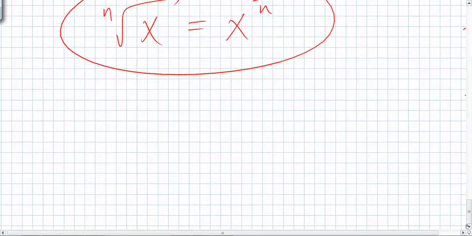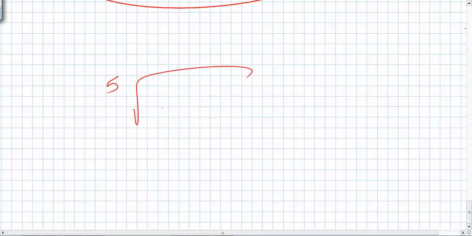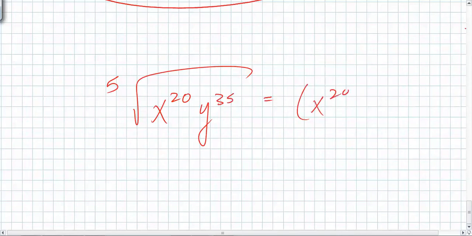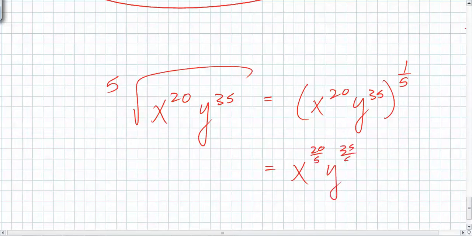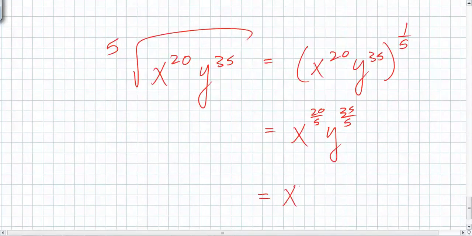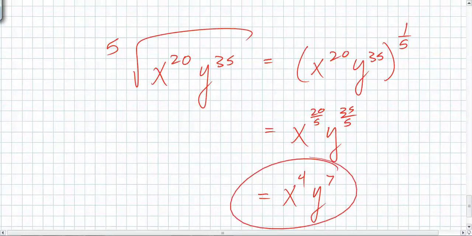So for example, let's say I said this, the 5th root of x to the 20th, y to the 35th. What does 5th root mean? 1/5 power. What do you do with powers of powers? What do you do with that 1/5 now? So you get x to the 20 over 5 times y to the 35 over 5. What's 20 over 5? 4. So it's x to the 4th, y to the 7th. Done. You just simplified an expression with fractional exponents.